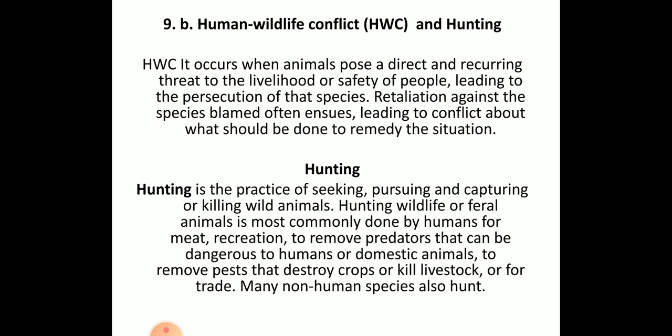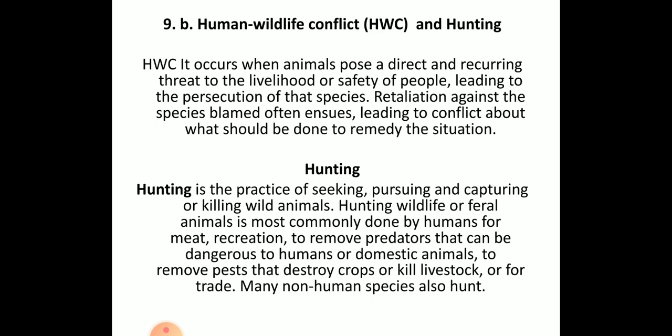Next, human wildlife conflict and hunting. These two are important correlated concepts. When hunting takes place, slowly the human conflict with wildlife also increases. Hunting is the practice of seeking, pursuing, capturing or killing a wildlife animal, for its meat or recreation, or for different types of exploitation like transportation, or pet trading.